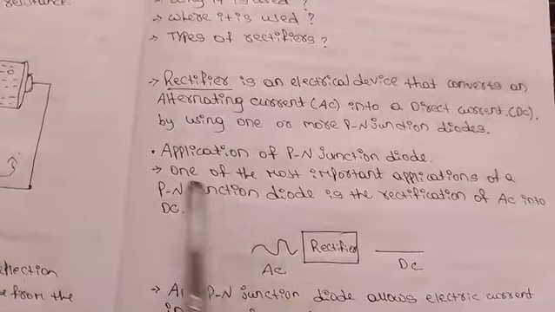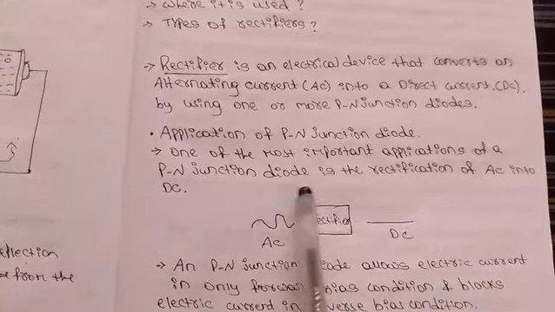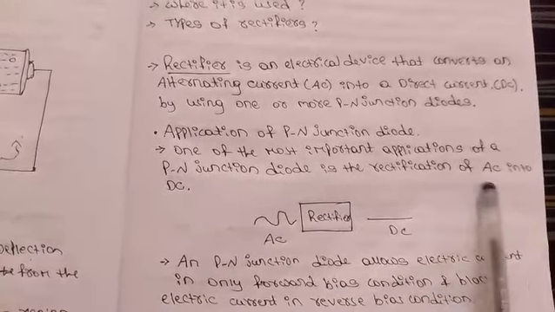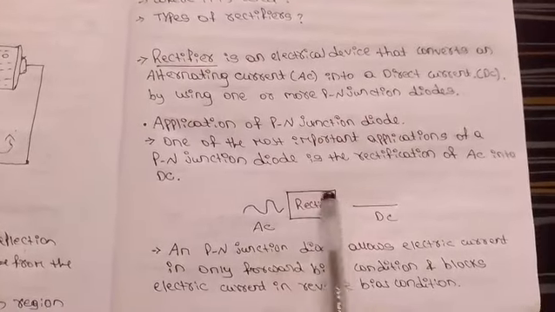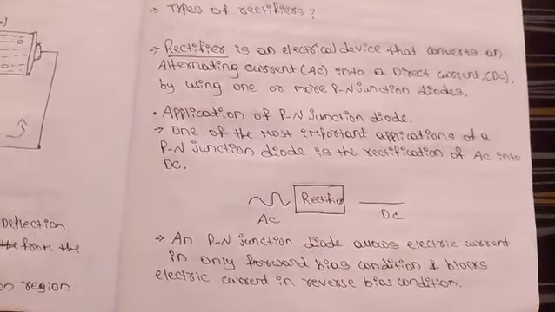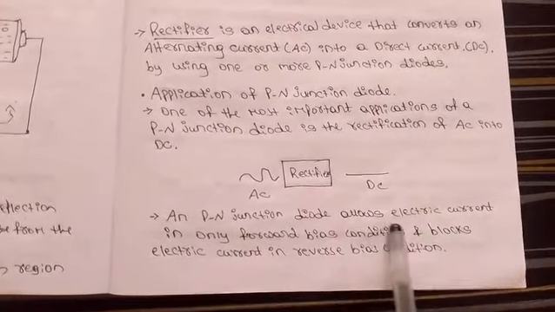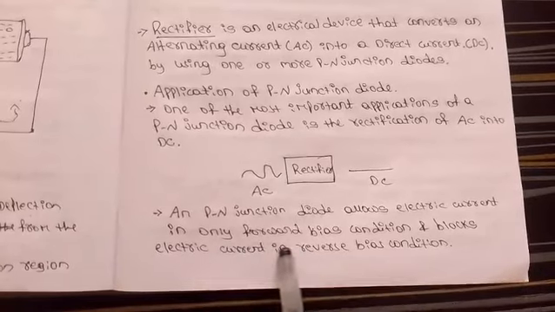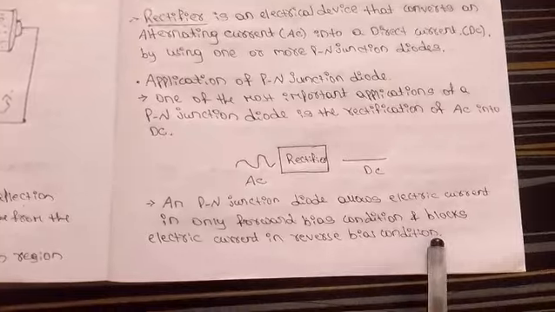What is the application of this? Let's know. One of the most important applications of the PN junction diode is the rectification of AC to DC. Here AC current will be rectified to DC. We are going to learn in detail. A PN junction diode allows electric current only in forward bias condition and blocks electric current in reverse bias condition.